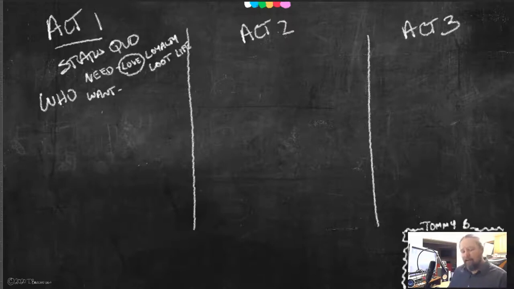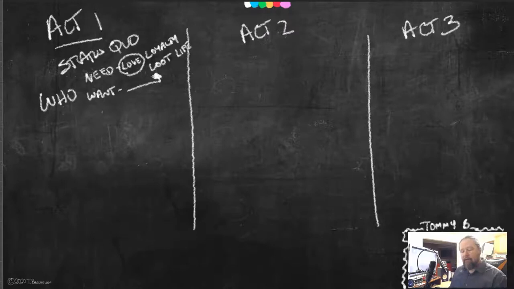The want is what the character does in order to obtain their need. And this can be very ambiguous. It can vary from movie to movie. It can be super obvious. But at the end of the day, what we're trying to go for is something that the audience can relate to.